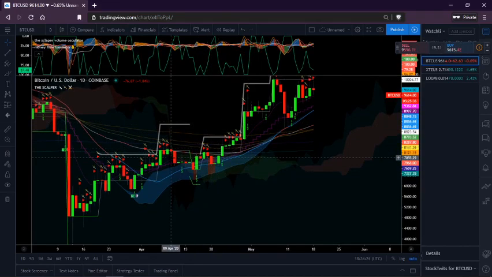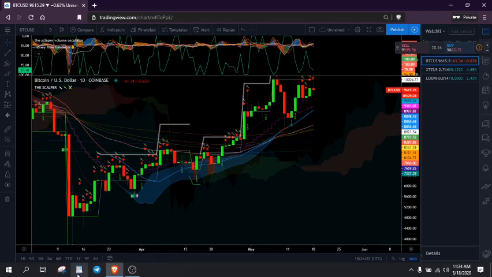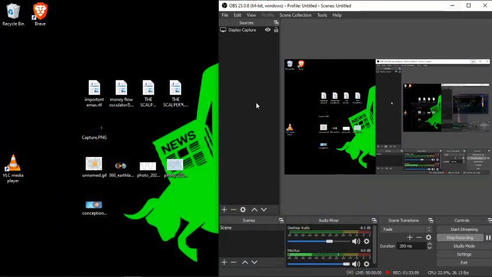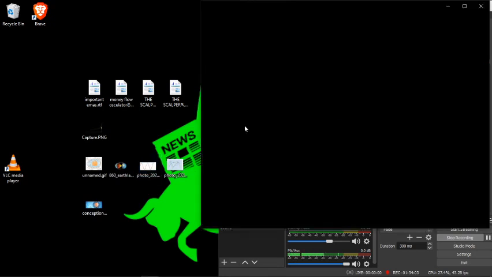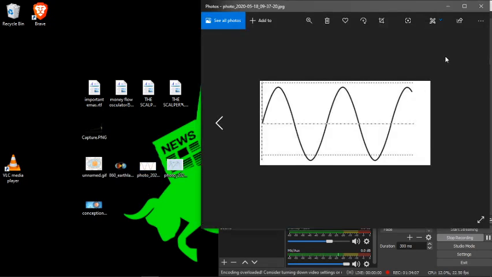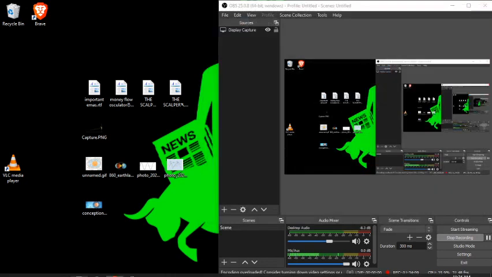And going further in detail, all of these lines are EMAs and SMAs, which are what again? The wave functions, right? The wave functions, okay?